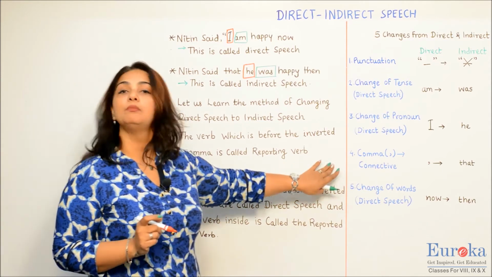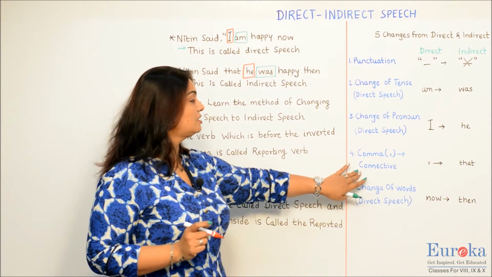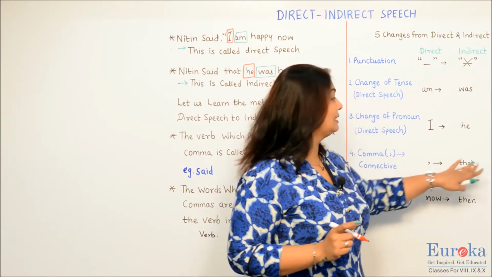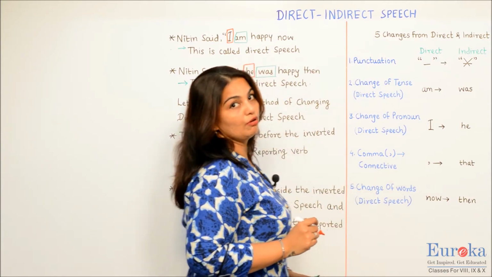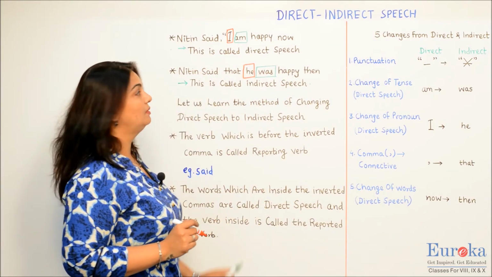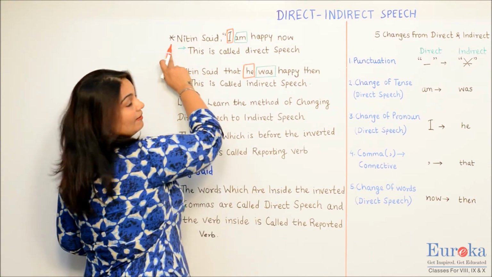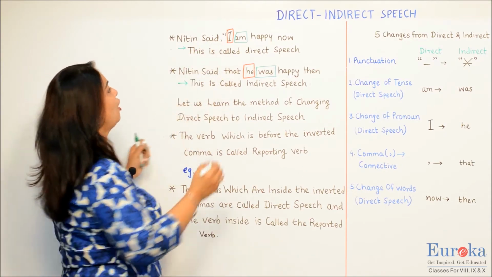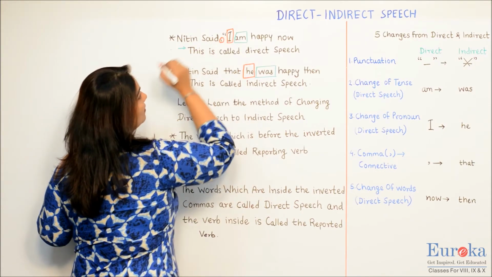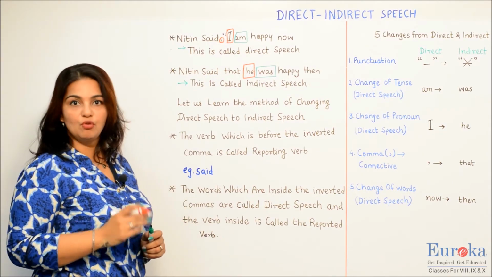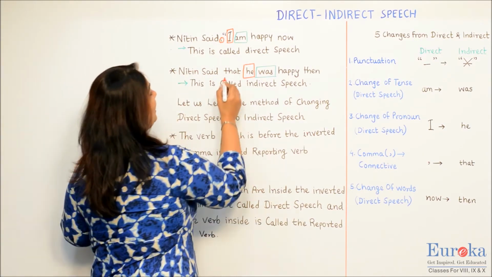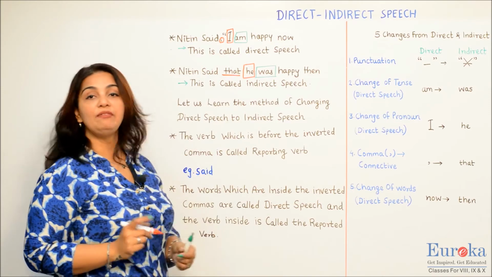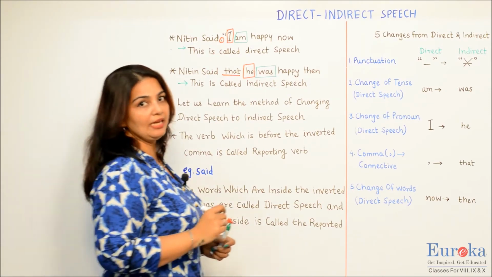Now look at the fourth point given over here. The comma is changed into a connective. That means the comma is removed and the word that is introduced. So going back to the example, let's see how this is done. In the direct speech, after the reporting verb said, we have a comma. This comma is removed and it is replaced by the word that, or rather by a connective word that, when we change it from a direct speech into an indirect speech.